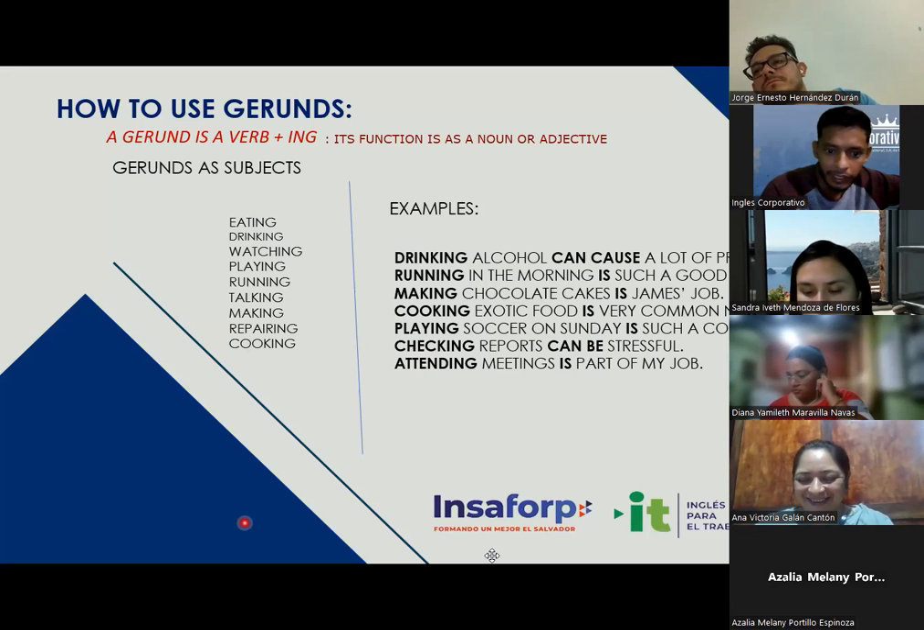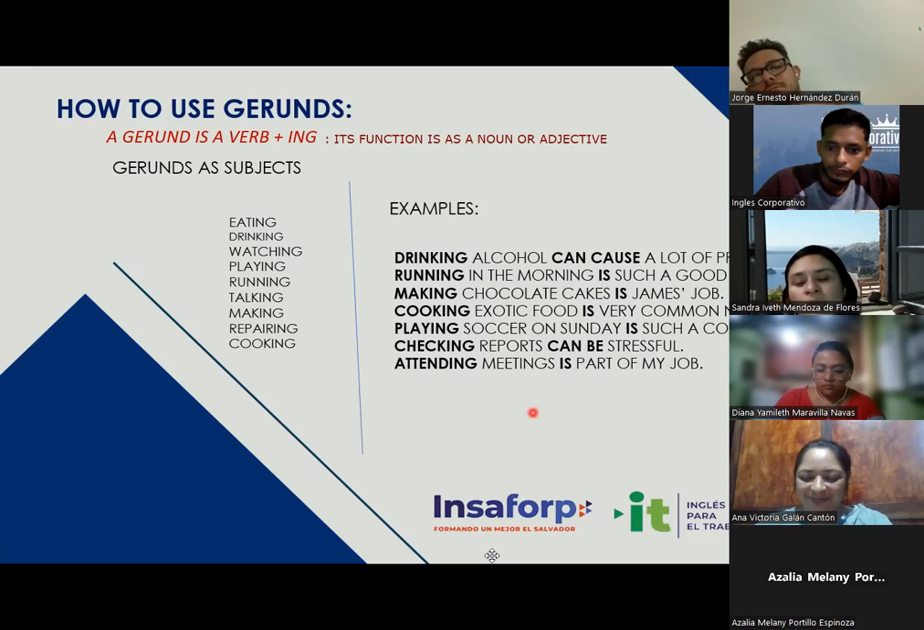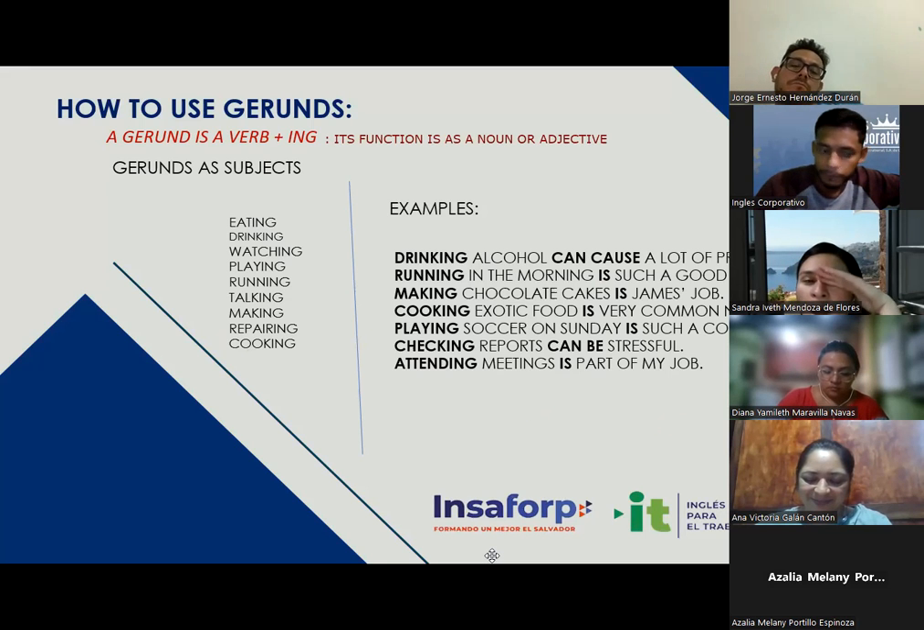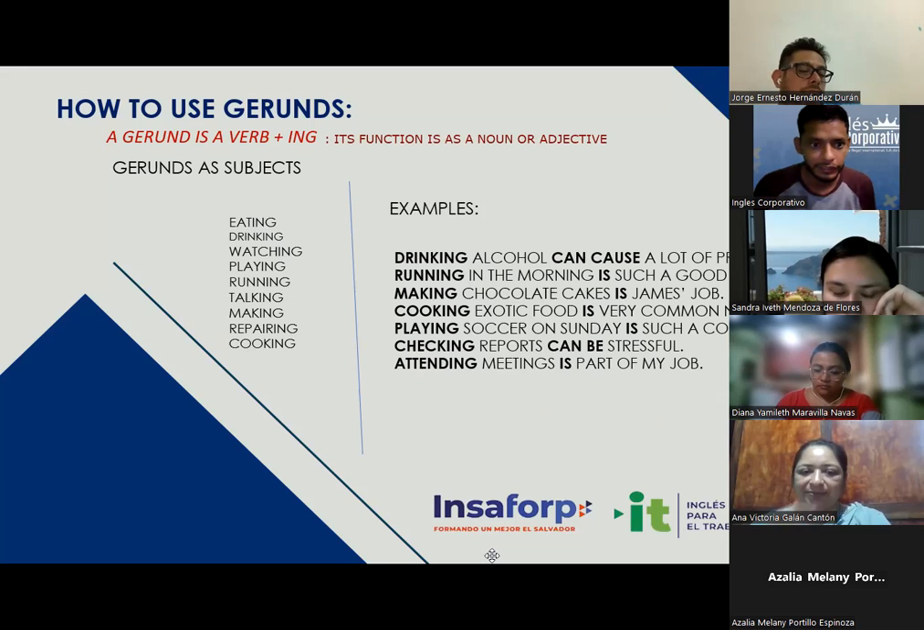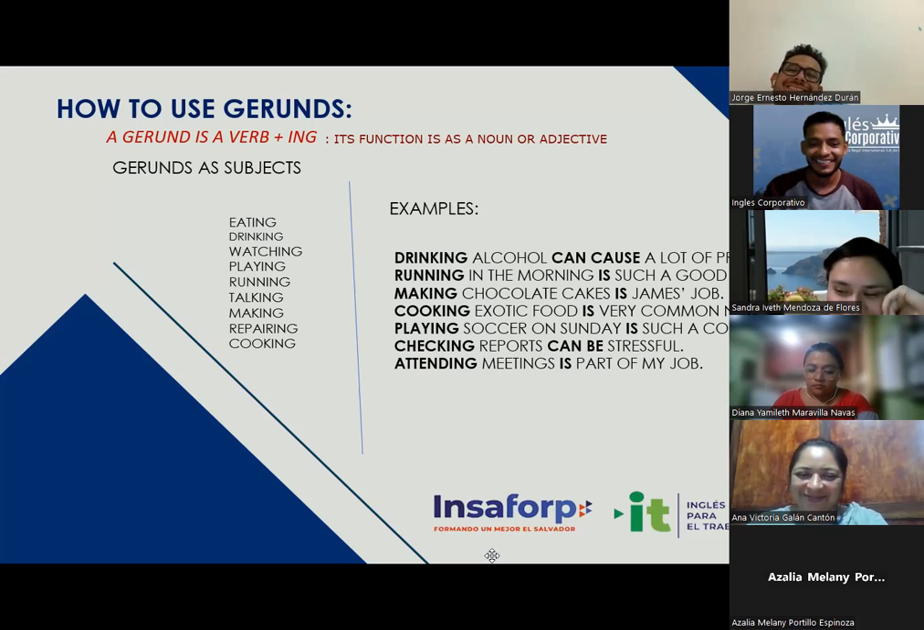Another person, let me see, Carlos Eliezer. Smoking is bad for your life. Okay. Smoking is bad for your life. Smoking is bad for your life. Yes. Yes. Okay. The example is good. All right. Let me see. Sandra. Yes. Sandra wants to participate. Thank you, Sandra. Thank you, teacher. You're welcome.